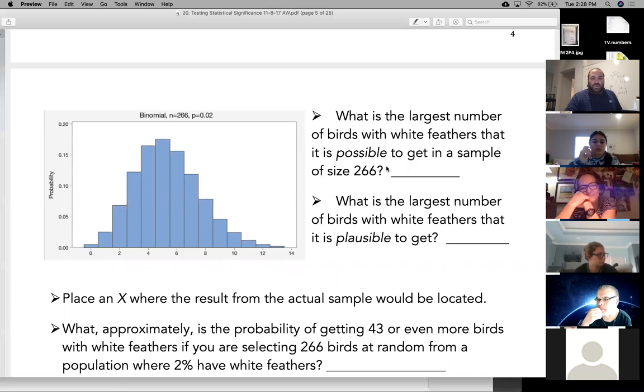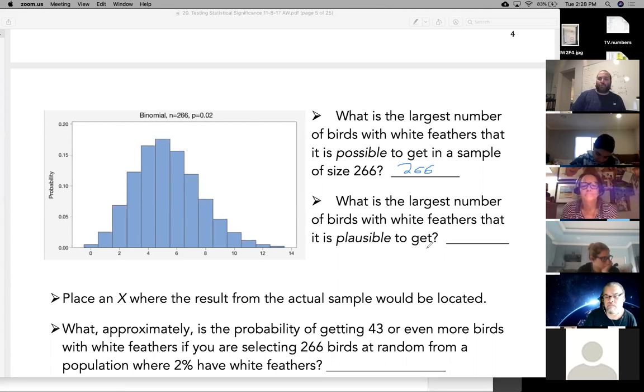What is the largest number of birds with white feathers that it is possible to get in a sample of size 266? Not probable, but possible. Come on, this is just common sense. If I have 266 birds, how many of them might have white feathers? 266. All of them, right? The largest that I can possibly get is 266.